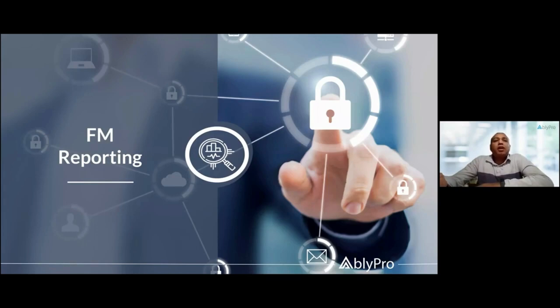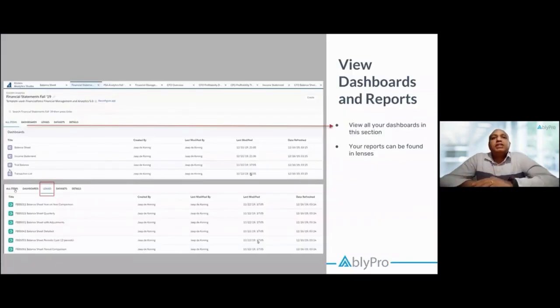FM reporting is all about the ready-made, out-of-the-box reports that are present in the financial accounting system. Now, if you see this screen, and if you go to your Einstein Analytics Studio, you will see these tabs around here, as I'm pointing out. These are dashboards, lenses, data sets, and details.